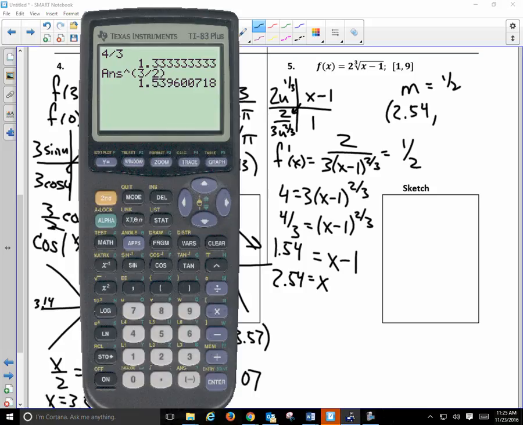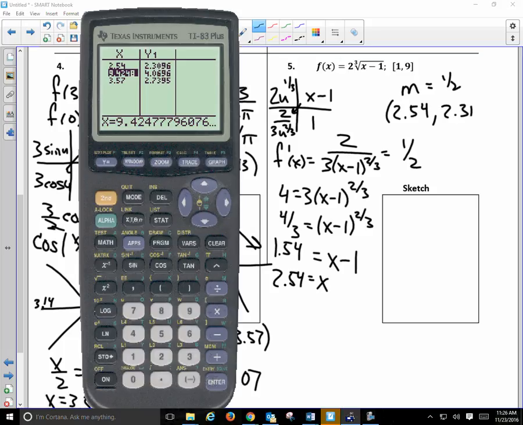How do we find our y value? So I'm going to go back here. Here's another way to do it. X minus 1 raised to the parentheses 1 divided by 3 power. Otherwise, you could grab the cubed root from math. Either way, you could get it by going to my table. I type in 2.54, and I get 2.31. So I got y minus 2.31 is equal to 1/2 times x minus 2.54.